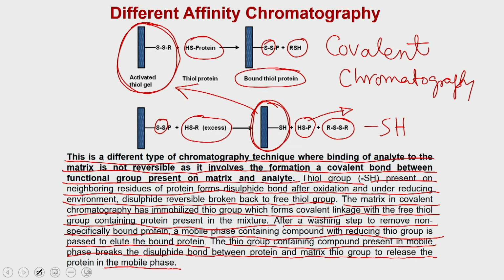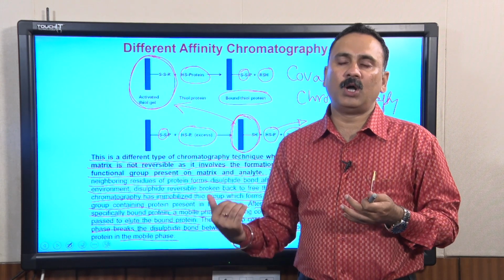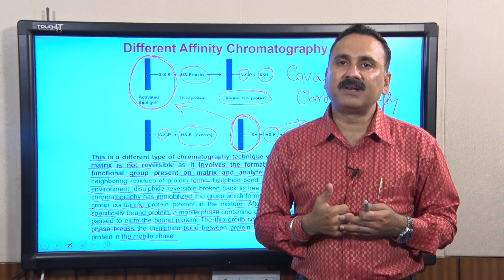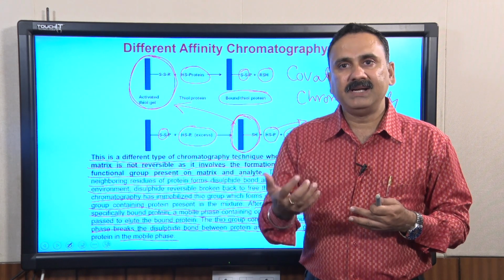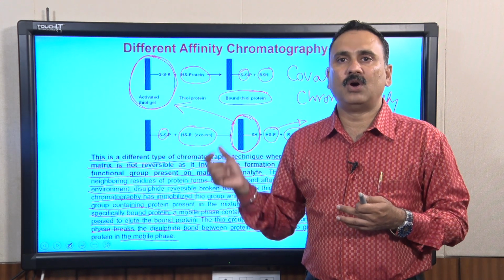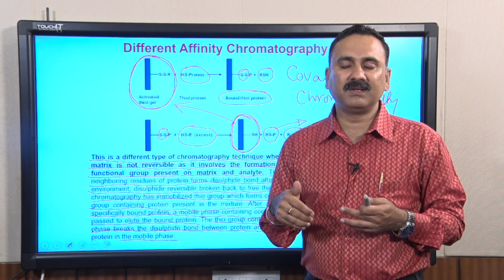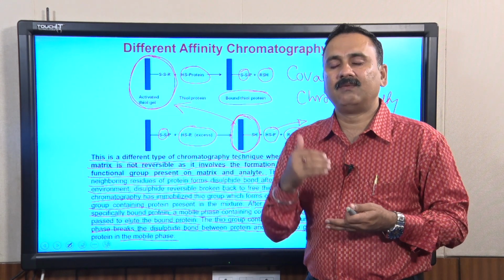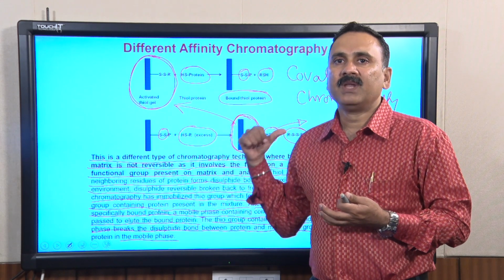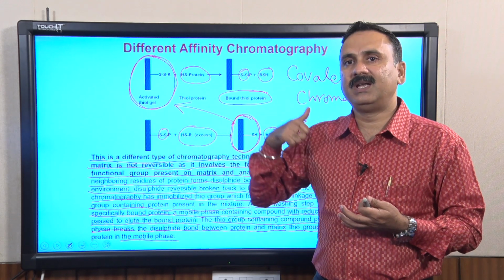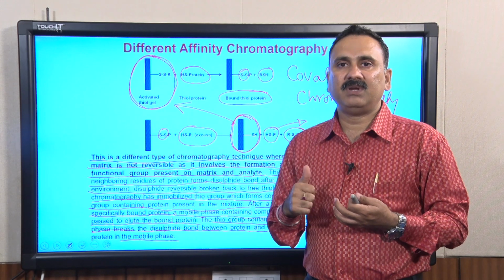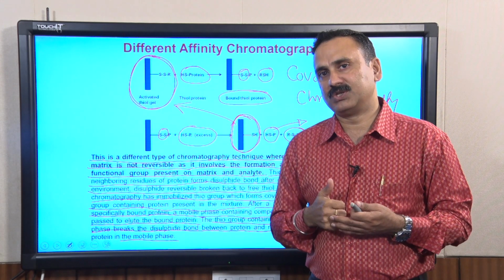where it actually provides the specificity, because not all the proteins are going to couple to this particular functional group which is present on the matrix. But once it binds, you have to add the free thiol groups, and those free thiol groups are not only going to elute the protein from the matrix, but are also going to destroy the functional group present on the matrix. As a result, this matrix needs to be processed again. You need to activate it again, so that it can be reused for another round of protein purification.